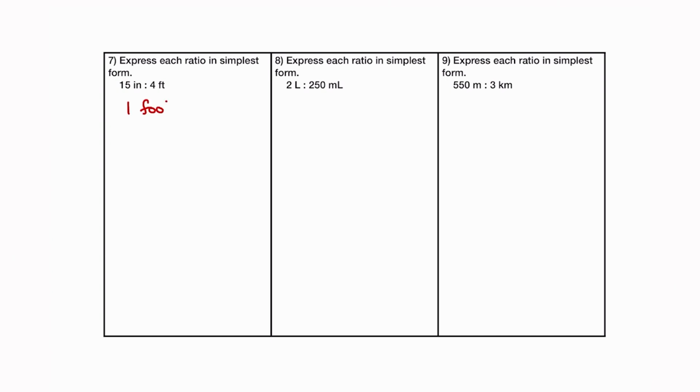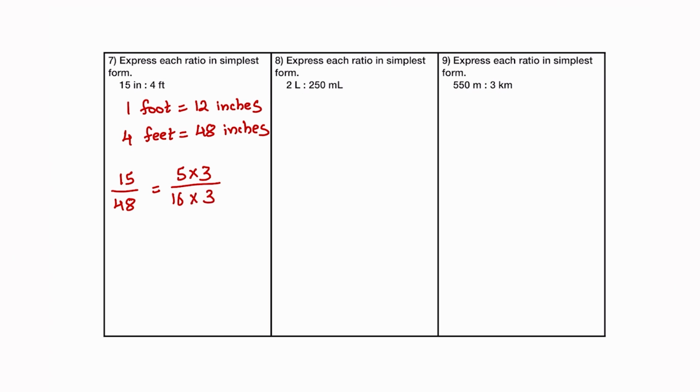We know 1 foot is 12 inches, right? And we are given 4 feet. That means we have 48 inches, right? We multiply with 4. So we have 15 over 48. And this can be written as 5 times 3, and that's 16 times 3. So the common factor here is 3. So the answer is 5 over 16.